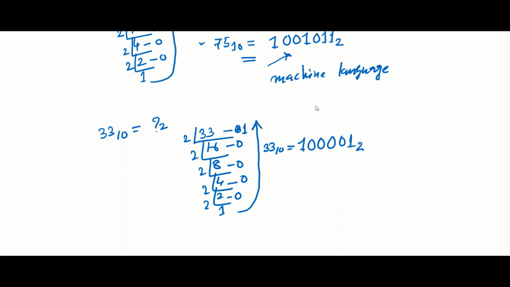So I hope you understand what the number system actually is and how a decimal number is represented in the computer so that the computer processor can process it, which is called machine code as well.